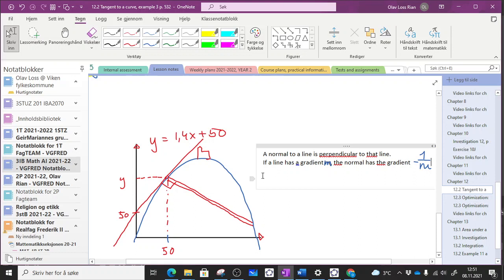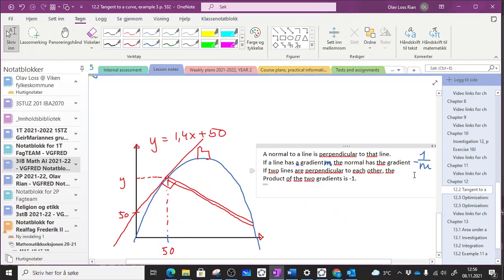And we'll keep writing. If two lines are perpendicular to each other, the product of the two gradients is -1. Right, so we can frame this definition.